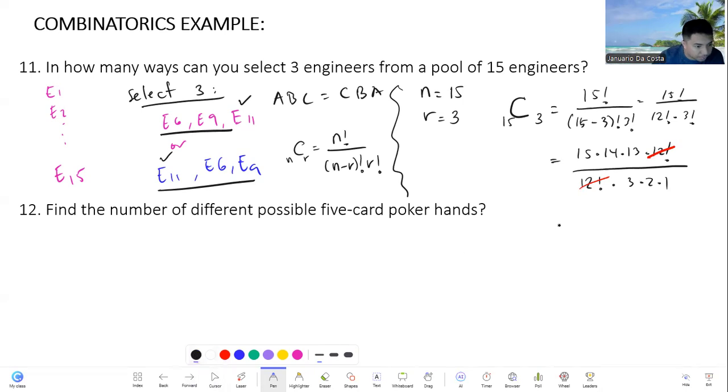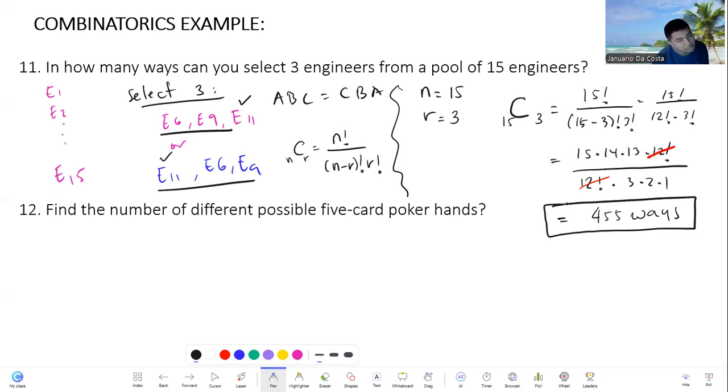And then what do you get? I get about 455 ways. Okay? Do you understand? Any questions about this problem? Problem number 11. None, teacher.